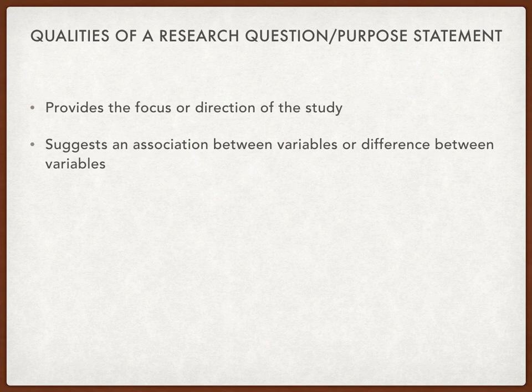Typically, research questions or purpose statements suggest an association between two variables or a difference between variables. So those two terms are very important. Association means that as variable x goes up, variable y goes up or down, or there's no change. That's called a relationship between variables. That's called correlational research. We'll talk about that later in our class.